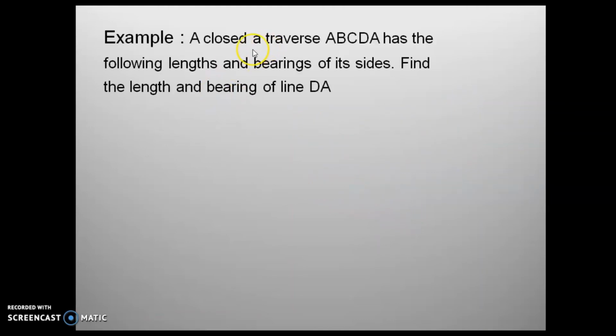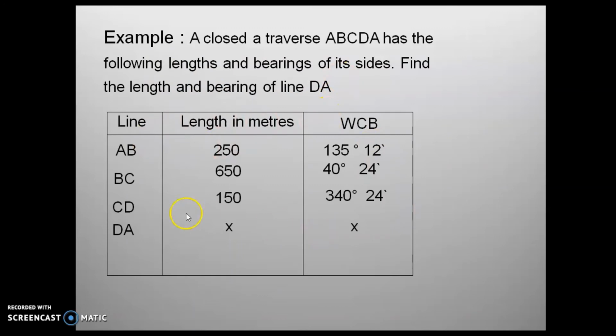Now a closed traverse ABCDA means how many legs? A to B one leg, B to C another leg, C to D another leg, D to A means 4 legs. It has the following lengths and bearings of its sides. Find the length and bearing of the line DA. So this is the problem.